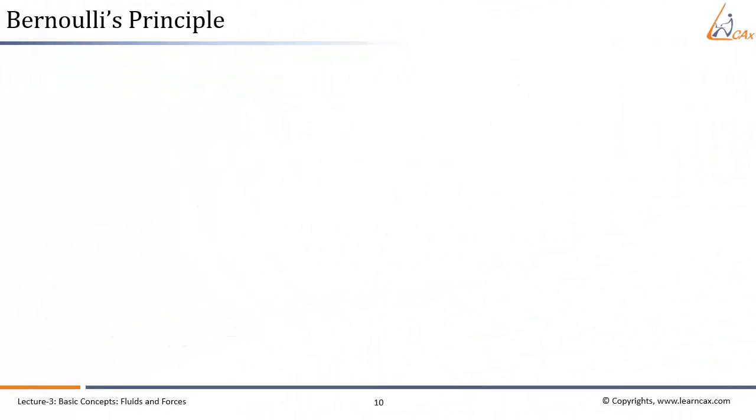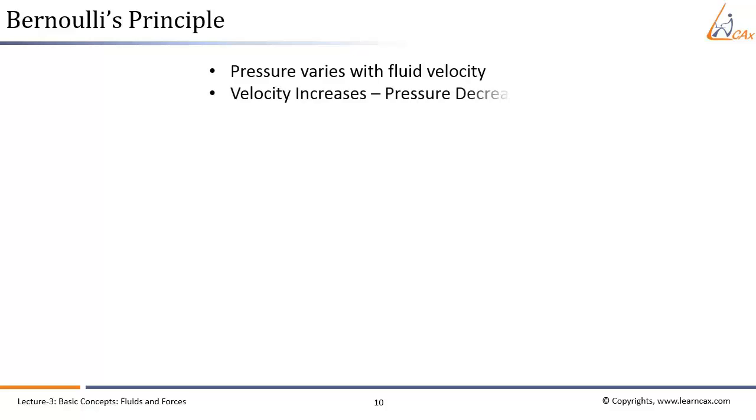Bernoulli's principle states that the pressure of a moving fluid varies with its speed of motion. If the fluid's velocity increases, a drop in pressure will be seen. That is, an increase in the velocity of a fluid occurs simultaneously with a decrease in the pressure exerted by the fluid.